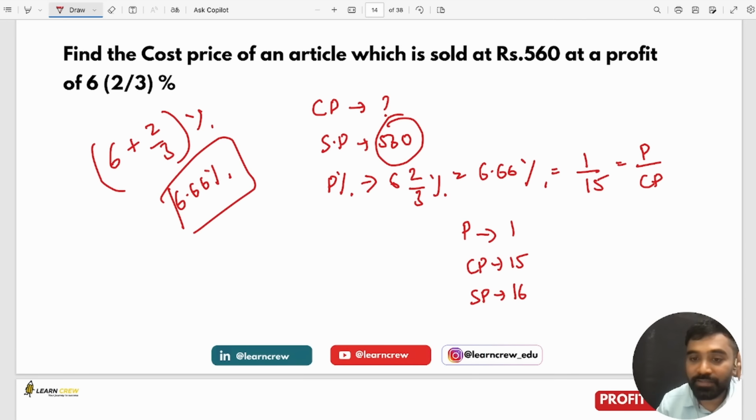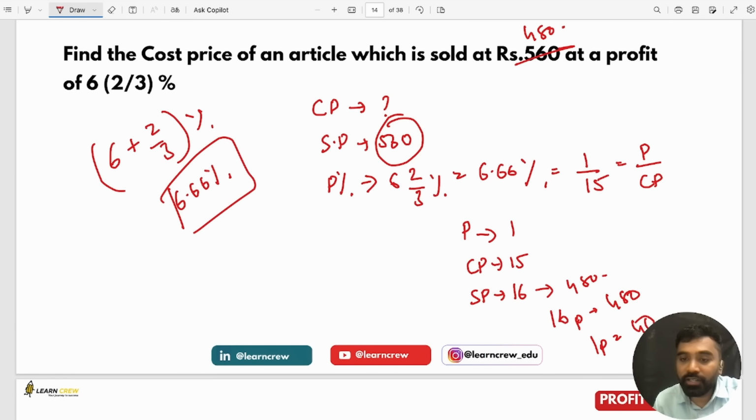Sir, they have given selling price as 560. So if this is 560, how much is one part? 16 will go into 560 how many times? Anyone can answer? Does it get solved completely? 6.66% means it becomes 1/15. This becomes 16. 16 fours are 64, 16 fives are 80. Okay, let me keep it as 480. On the spot, let me change something. Let us not break our head more. This becomes 16 parts is equivalent to 480.